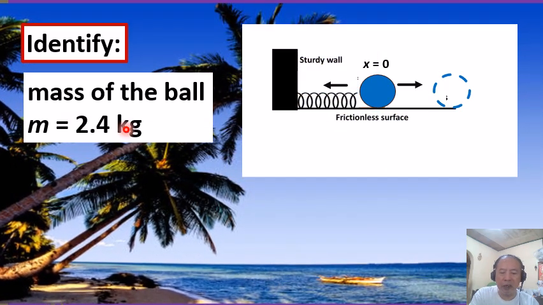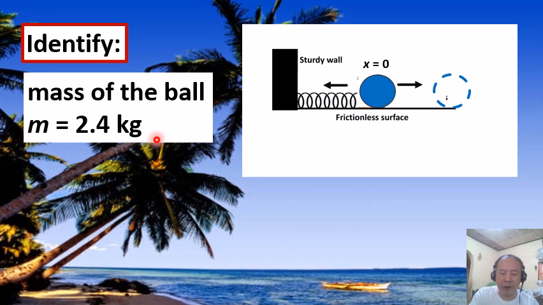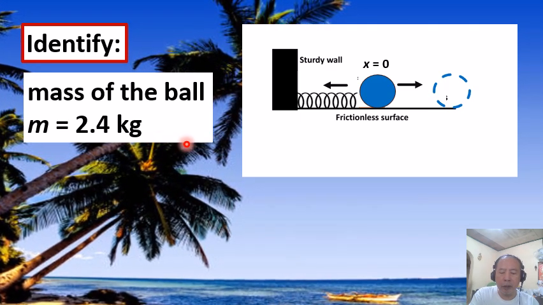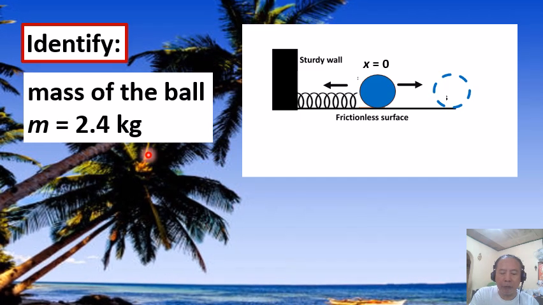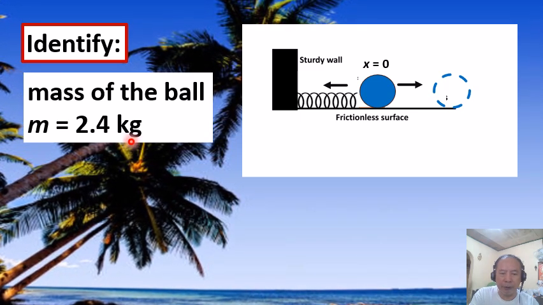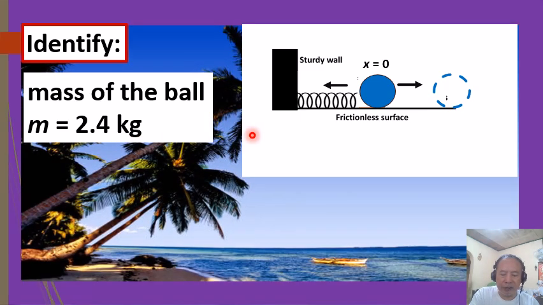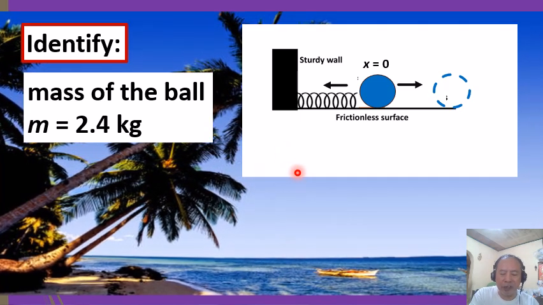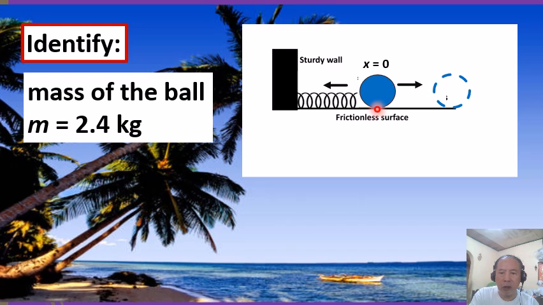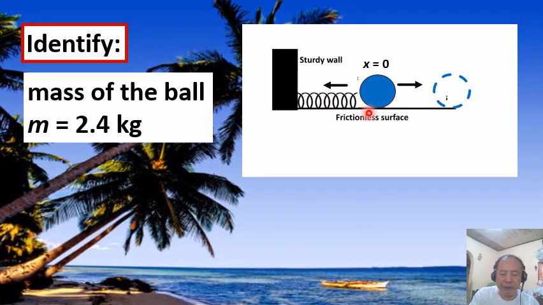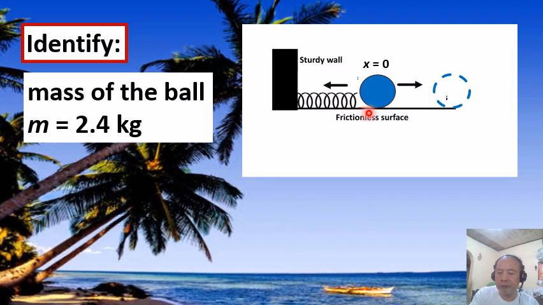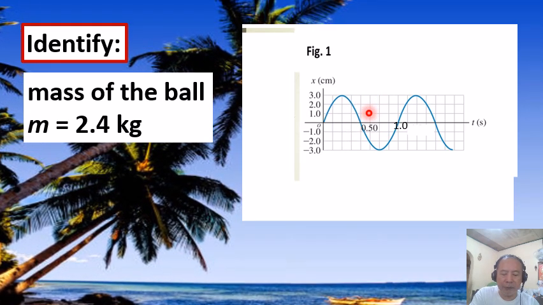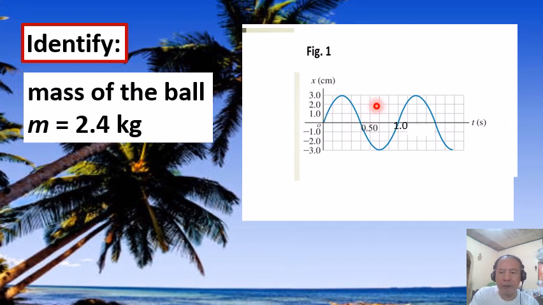We are assuming here that the harmonic oscillator in this situation is a ball with a mass m of 2.4 kilograms. It is attached to an unknown spring and allowed to oscillate along a frictionless horizontal surface. The corresponding displacement time graph is as shown in figure 1.